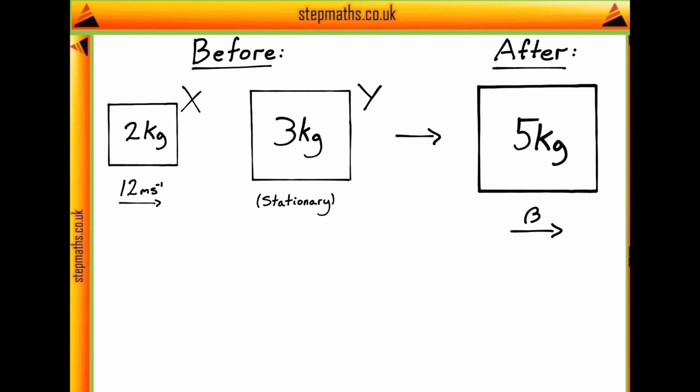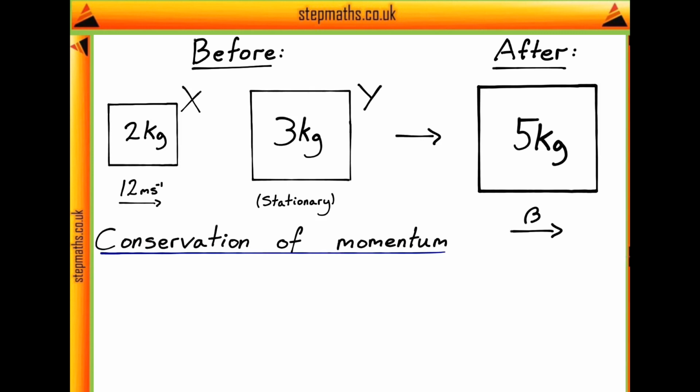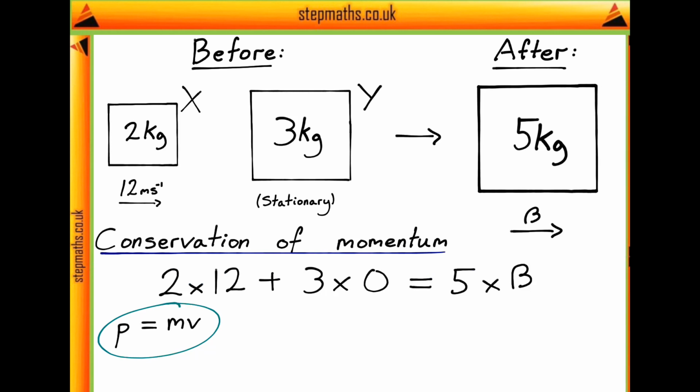Well, there's one rule which we can always try and use with collisions, and that is conservation of momentum. So we know that the momentum of a particle is just given by its mass multiplied by its velocity. So if we find the total momentum before, then this is going to be equal to the total momentum afterwards. If we go and try and set up our equation for conservation of momentum, then we find that the momentum before is just equal to the momentum of our first two objects. So our 2 kilograms multiplied by our 12 meters per second, plus our 3 kilograms multiplied by our 0 meters per second, our stationary block. And this is just equal to the momentum of our final particle, 5 kilograms multiplied by the velocity beta.